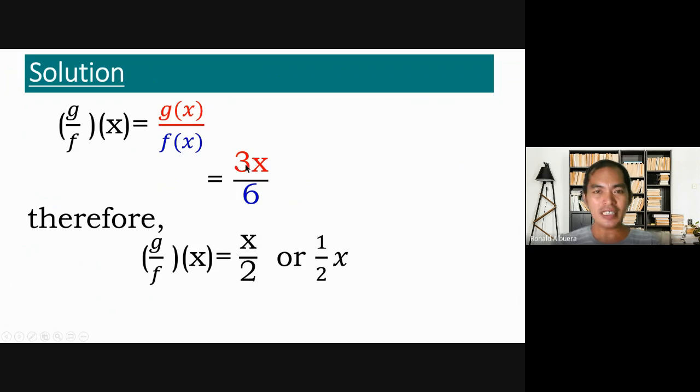So 3 can be factored as 3 times 1. 6 is 3 times 2. Kinancel natin yung parehong 3. So ang natira ay x over 2.